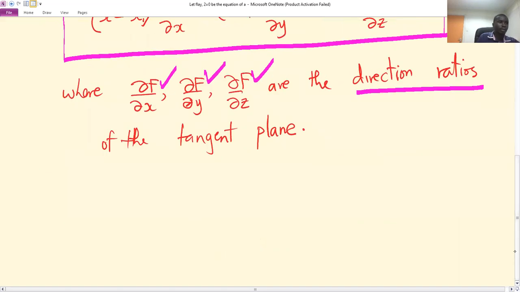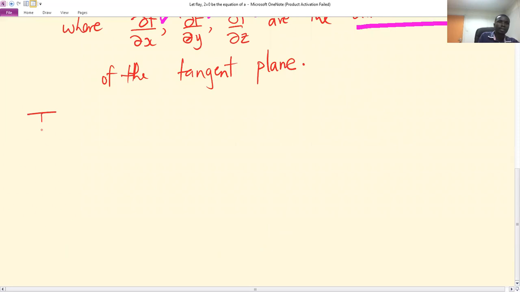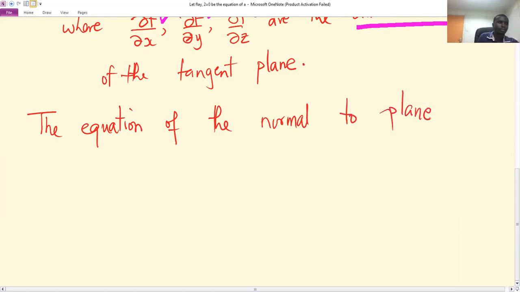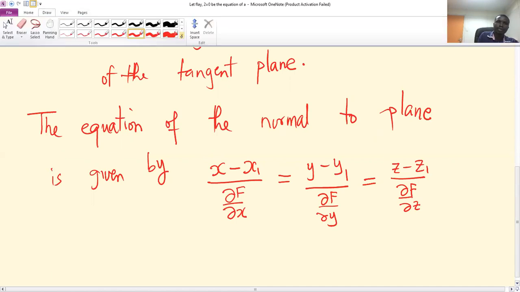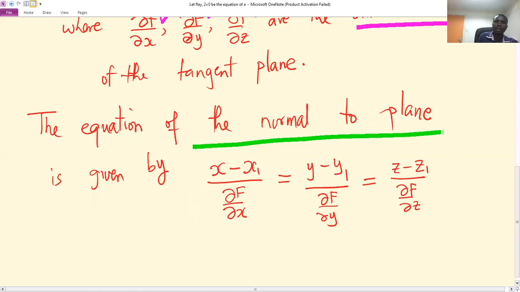Then there's what we call the normal. The equation of the normal to the plane is given by x minus x1 divided by partial f partial x equals y minus y1 over partial f partial y equals z minus z1 over partial f partial z. This is the equation of the normal through the point x1, y1, z1.